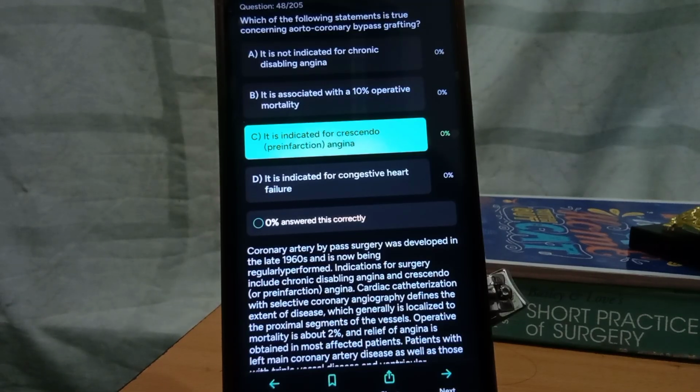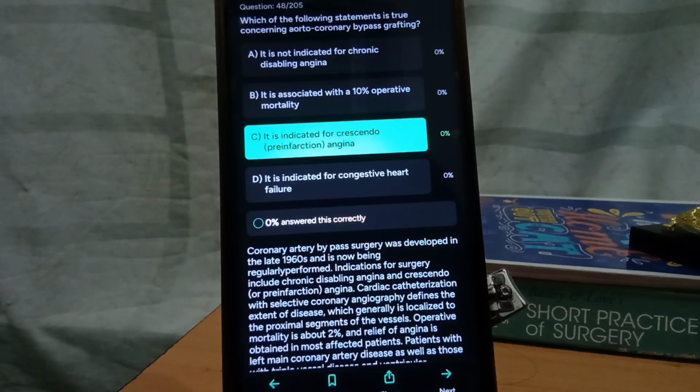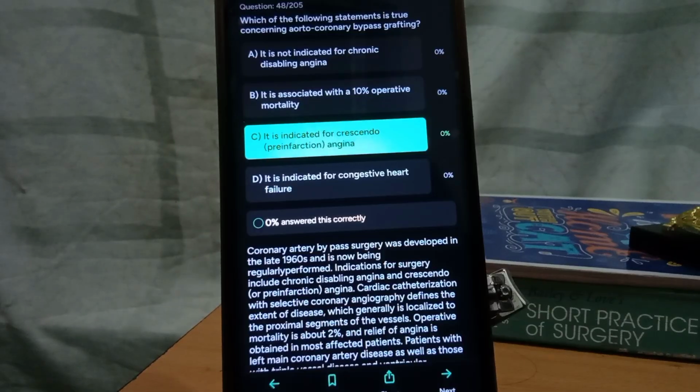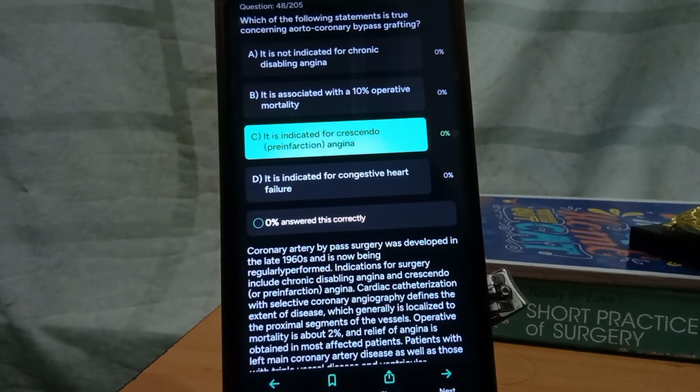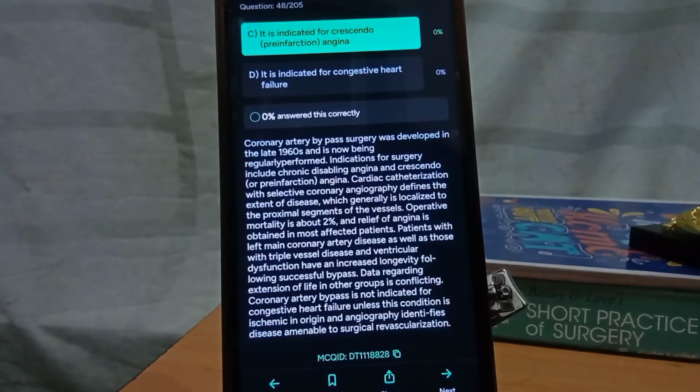Coronary artery bypass surgery was developed in the late 1960s and is now regularly performed. Indications for surgery include chronic disabling angina and crescendo angina. Cardiac catheterization with selective coronary angiography defines the extent of disease, which generally is localized to proximal segments of the vessel. Operative mortality is about 2%, and relief of angina is obtained in most affected patients. Patients with left main coronary artery disease as well as those with triple vessel disease have ventricular dysfunction.